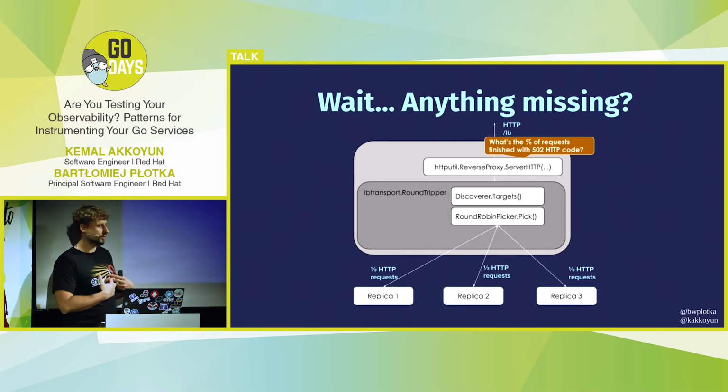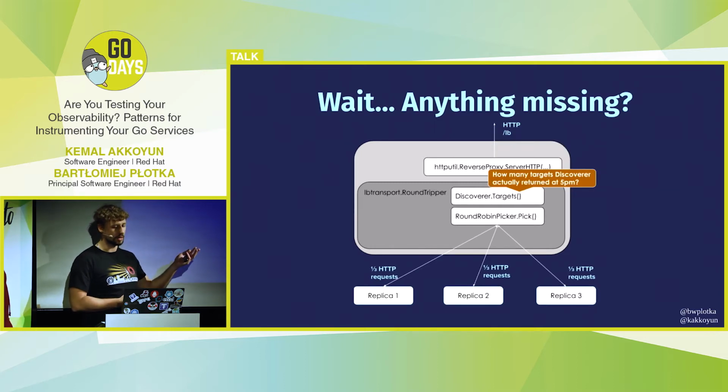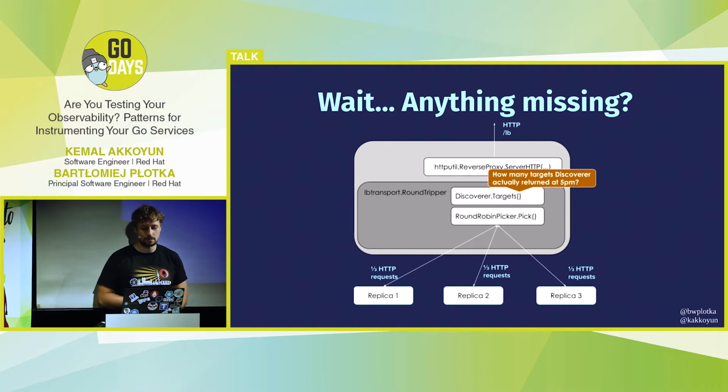It works for me, but are we sure it works for other users? Are we sure it works when I'm not checking, right? So, how many bad gateway errors are we actually returning over time? We can't really tell. And what about discovery? Maybe DNS was not working for a portion of time? How many replicas does it discover? How many did it discover yesterday at 5 p.m.?